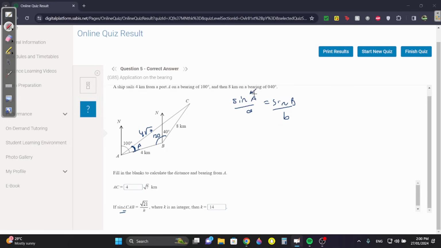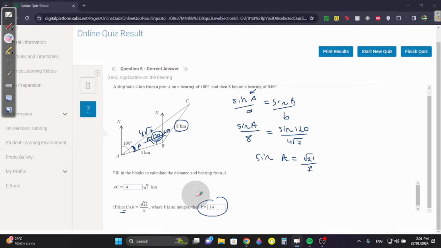In this case, what's sine A? We're trying to find this angle, the angle CAB. So we'll keep it as sine A over A, which is the side opposite to A, in this case 8 kilometers, equals sine B, the angle B over here, which is 120, so sine 120 over B, the side opposite to angle B, which is 4 radical 7. You do this in a calculator, you get sine A equals radical 21 over 7. But you're going to say they're saying it's 14. The question is wrong. I checked it like 15 times. I even asked my teacher. It's supposed to be 7. Just so you don't get confused, it's radical 21 over 7.